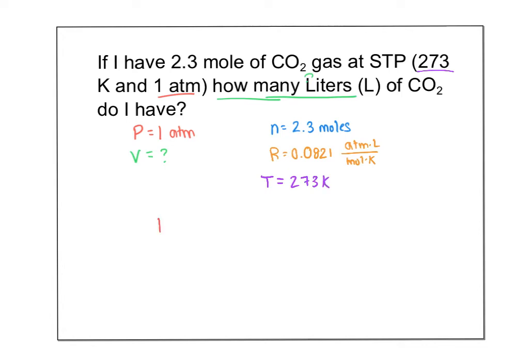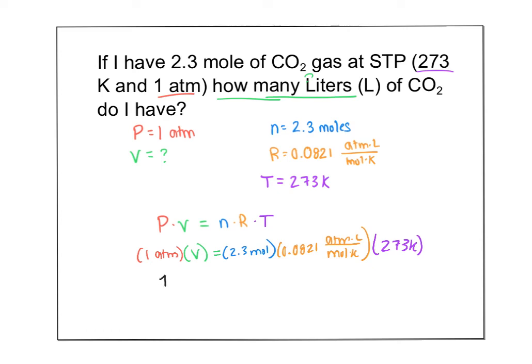So we're going to say pressure times my volume equals number of moles times R times temperature. 1 atm times V equals 2.3 moles times 0.0821 atm times liter over mole times K, times the temperature.